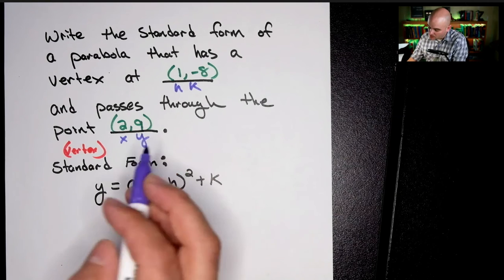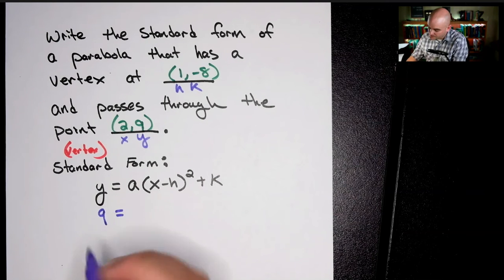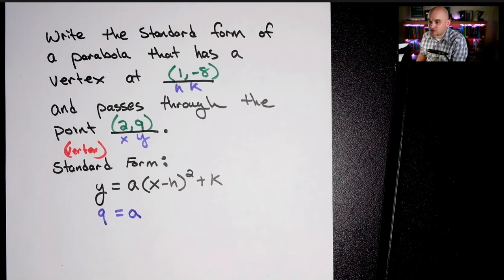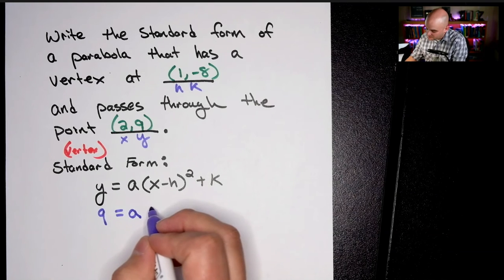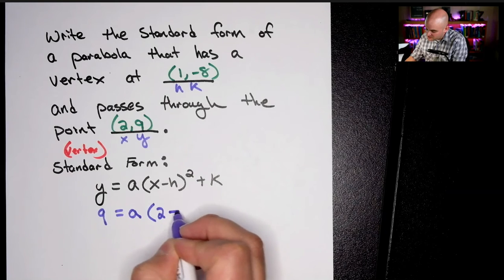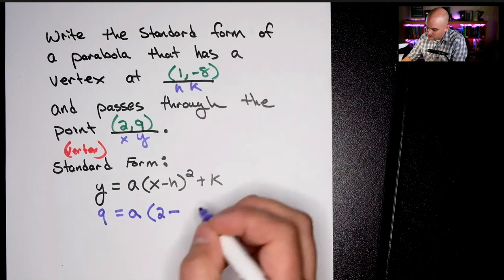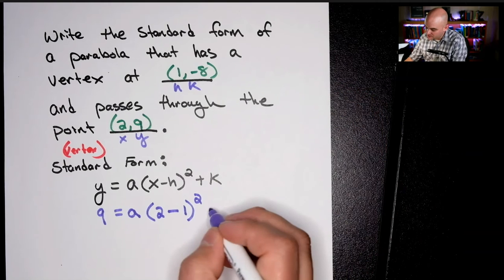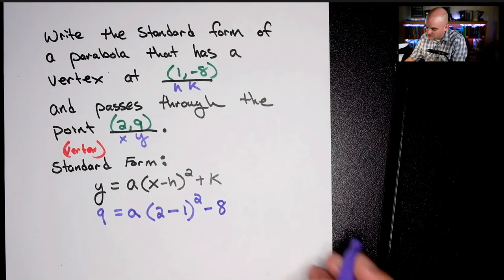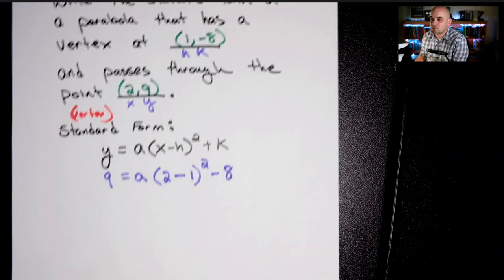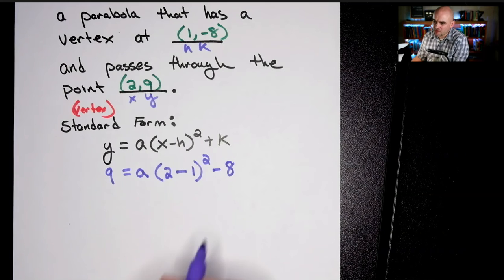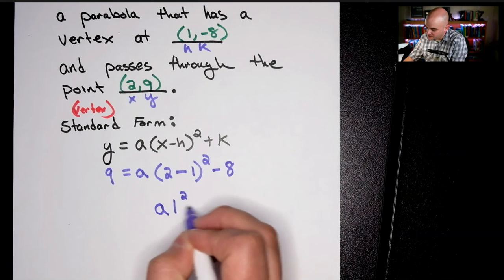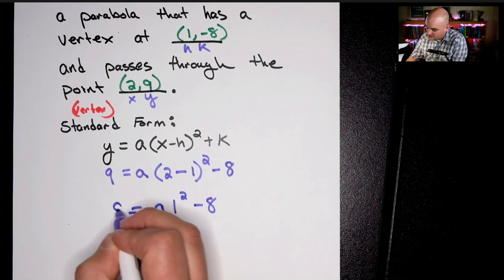I'm going to say, okay, my y value is 9. My a value I don't know. I'm going to leave that as my variable that I've got to solve for. The x value is 2, and I subtract from it my h value here, which is 1. Square it and add my k value. In this case, k is negative, so it's going to look like a subtraction symbol there, and it's going to be minus 8. And now I'm going to say, okay, 2 minus 1 is 1. So I've got 1 squared times a minus 8 equals 9.